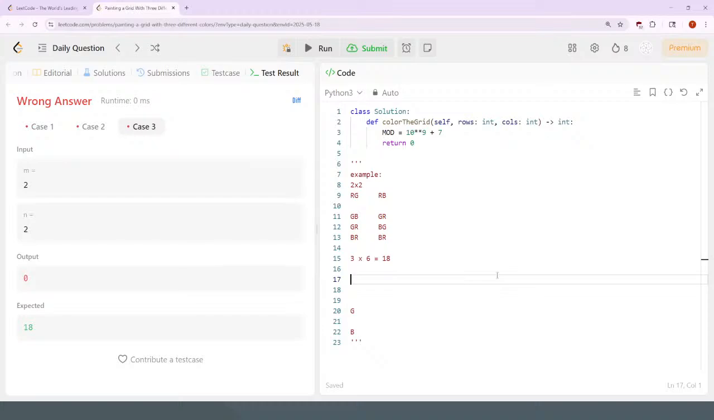But how to generalize that? Is it possible to generalize that? I don't know. So from here, if I know that there's 18 ways of generating a 2 by 2, is there some way of connecting it to like a 2 by 3?